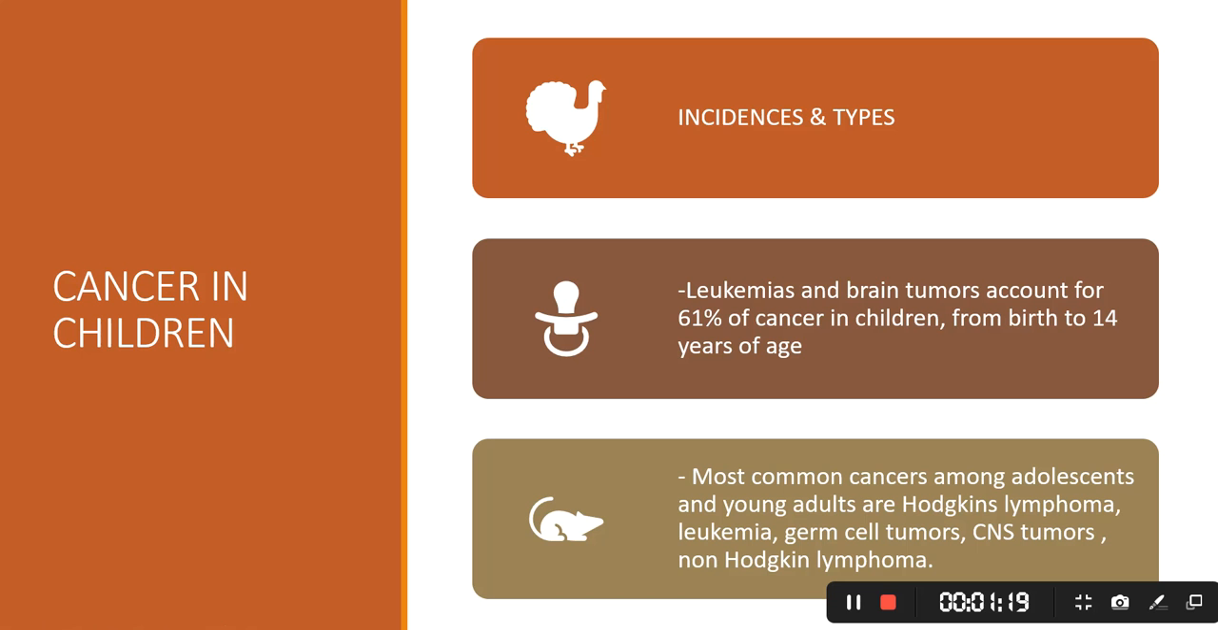Okay, cancer in children. The common cancers in children are leukemia, acute lymphoblastic leukemias, which is common. Then leukemias and brain tumors account for 61% of the cancer in children from birth to 14 years of age. Most common cancers among adolescent and young adult children are Hodgkin's lymphoma, leukemia, germ cell tumors, CNS tumors, non-Hodgkin lymphomas.